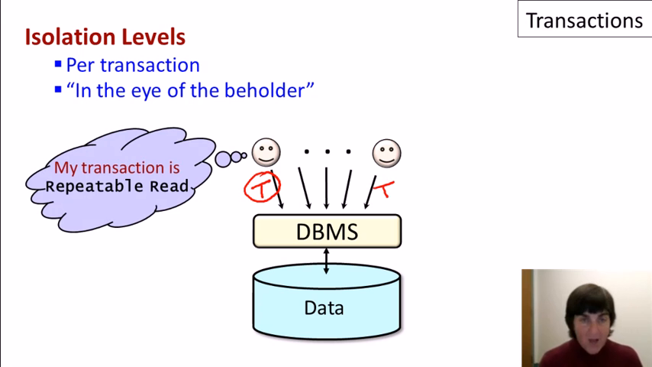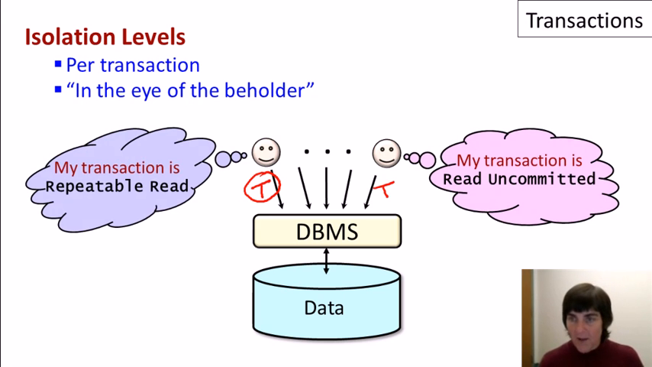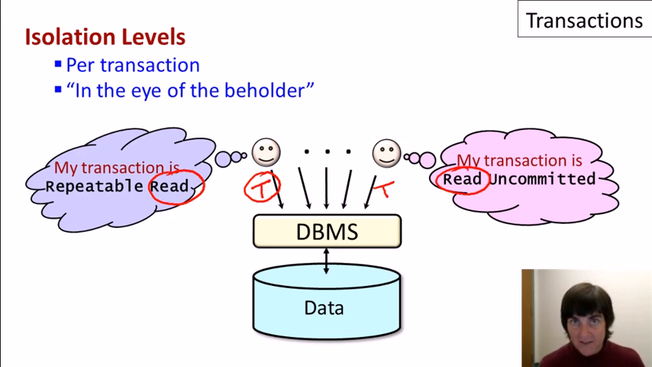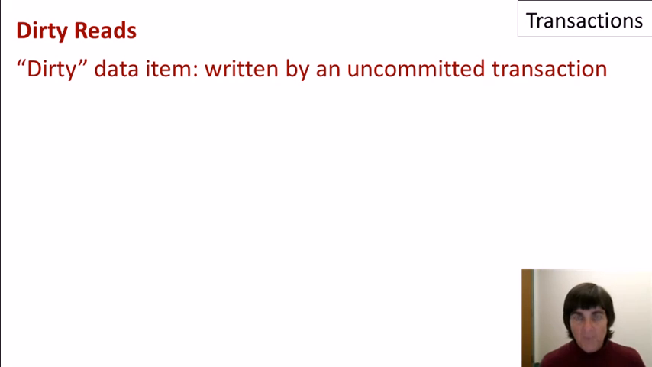So for example, our client on the left might set its transaction to be repeatable read, while our client on the right will set its transaction to read uncommitted, and those properties will be guaranteed for each of those transactions and won't affect the other. By the way, the isolation levels really are specific to reads. They specify what values might be seen in the transaction, as we'll see as we get into the details. So let's start by defining a concept called dirty reads.